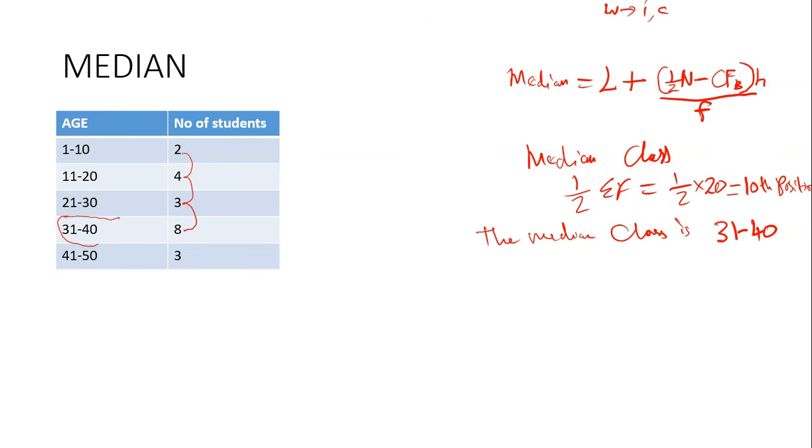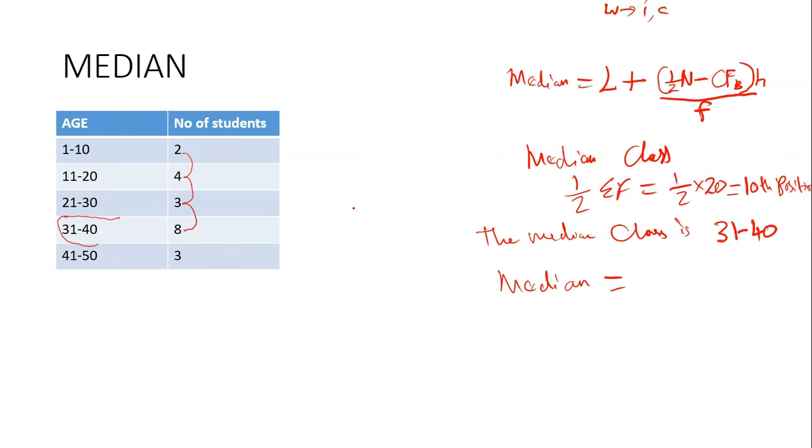Okay. So since you know the median class, you can now calculate the median. Without knowing the median class, you can't calculate the median. Please, you must know that. So now let's calculate the median itself. So to find the median, what is our L? I told you the L represents the lower class boundary of the median class.